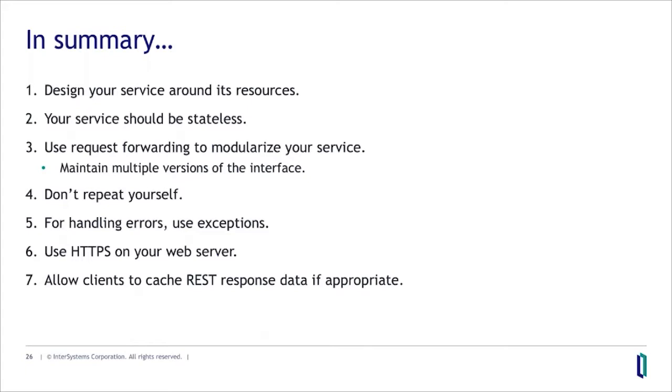You can use request forwarding. It's a very powerful tool to isolate different parts of your code based on maybe the different resources that you update, or if you want to maintain multiple versions of the same interface. You should identify places in the code where you're repeating yourself and write helper methods instead, which are easier to test and less susceptible to problems. If you're only doing updates in one area, you can make sure that that code is exactly right.